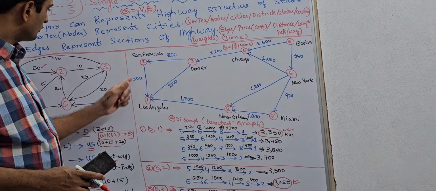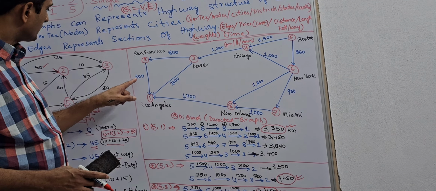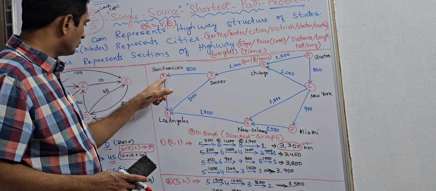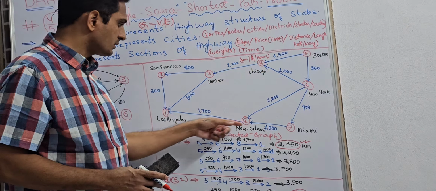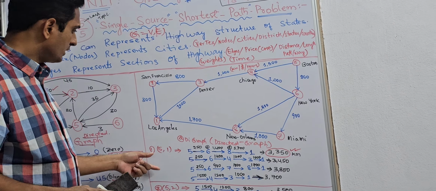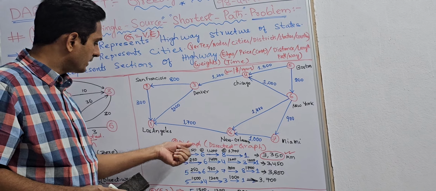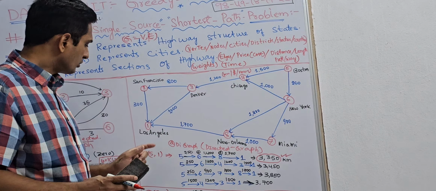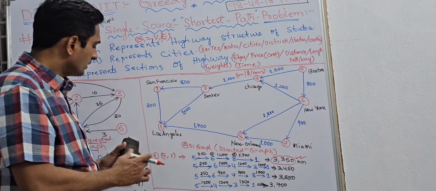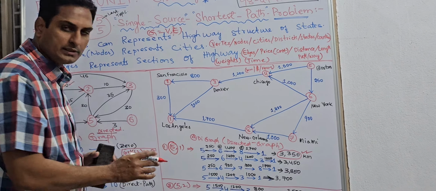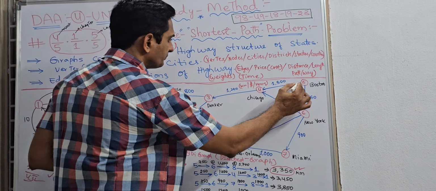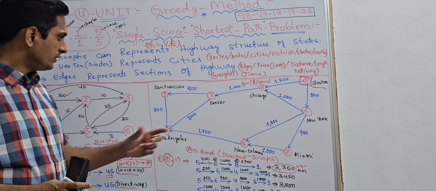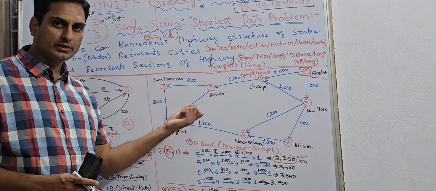From one city to another city, traveling kilometers, imagine 300. Like that 3 to 800. All distances are given. Now we need to find out, this is a directed graph. Digraph means directed graph, a direction is there. So here the scenario is city 5. From city 5 onwards, we need to find out the shortest distance to all cities.